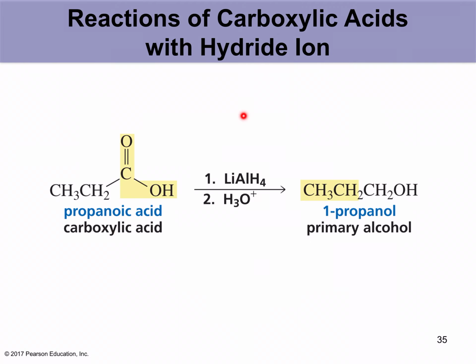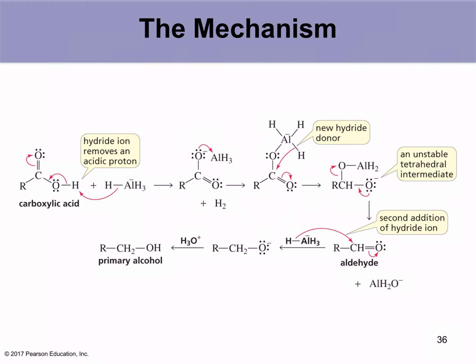Reactions of carboxylic acids with hydride ion. Now, how does a carboxylic acid react with lithium aluminum hydride? So what do we see here? We have a carboxylic acid with lithium aluminum hydride. Again, you can see this is going to reduce all the way to a primary alcohol. This is the mechanism.